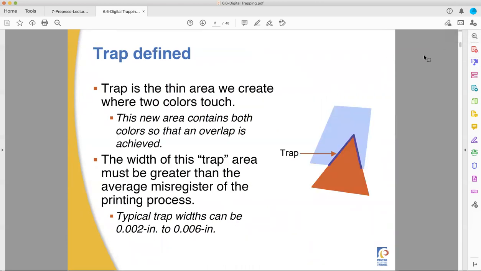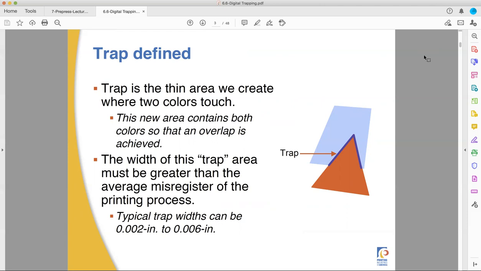First off, trap. Trap is a thin area where two colors touch. It's a slight overlap where both colors exist to cover the edge between the two. The width of one of these traps has to be greater than the average misregister. So typically that's between 2 and 6 thousandths of an inch. We're talking some very small overlap for offset printing.